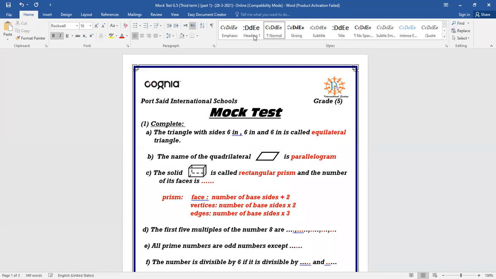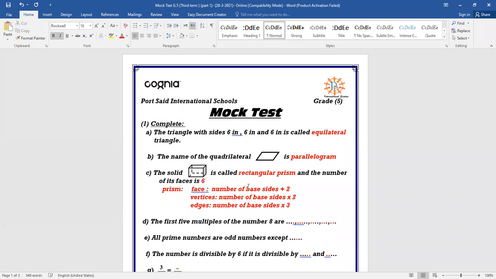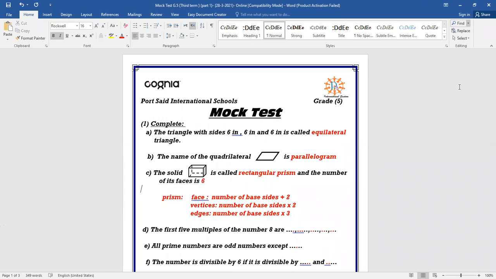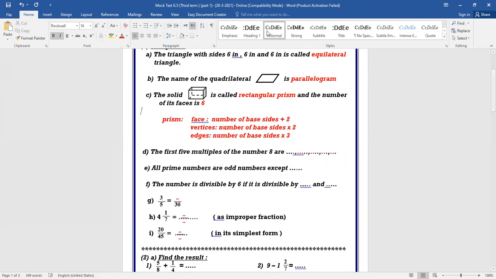For that here, Aysel, to find the number of faces, what will we do? Plus 2. Yes. How many sides in the rectangle? 4. And plus this 2 equals 6 faces. We have 6 faces in the rectangular prism. Thank you. Okay, the next one.